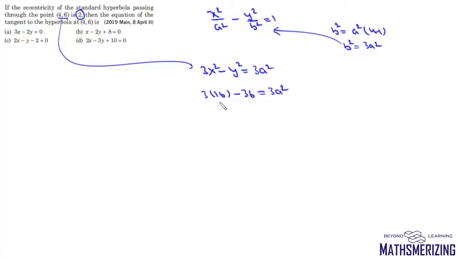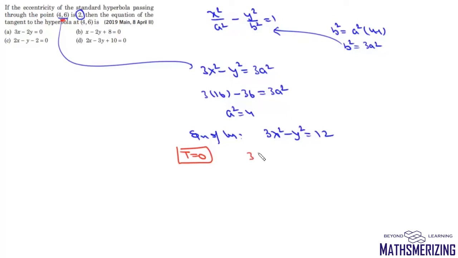Now this is 48. 48 minus 36 is 12, and 12 by 3 is 4. So the value of a² is 4. Now we can write the equation of this hyperbola: 3x² − y² = 12. Now we need to write the equation of the tangent at this point (4, 6). We know that if the point lies on the curve, then the equation of the tangent is given by T = 0. So we'll find T = 0.